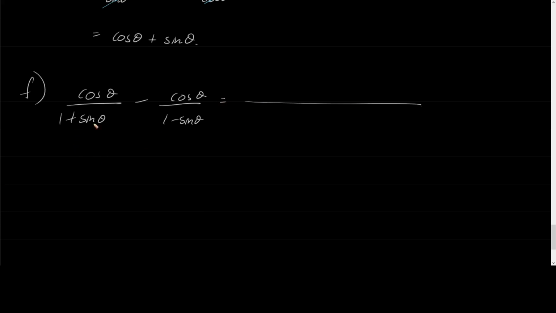So my common denominator is going to be the product of these two, which specifically is 1 plus sine theta times 1 minus sine theta. On the numerator, to go in the first fraction from 1 plus sine theta to this product, I had to multiply by 1 minus sine theta. So I've got cosine theta times 1 minus sine theta. All right. In the second fraction, I have this negative cosine theta. But now I need to multiply it with the denominator of the other fraction, which is 1 plus sine theta.